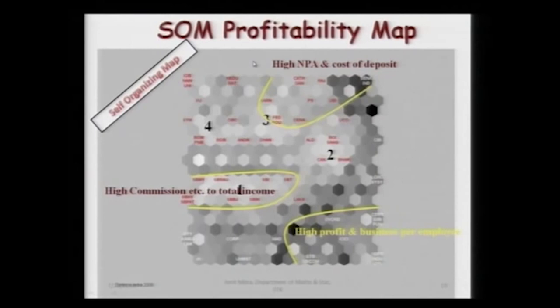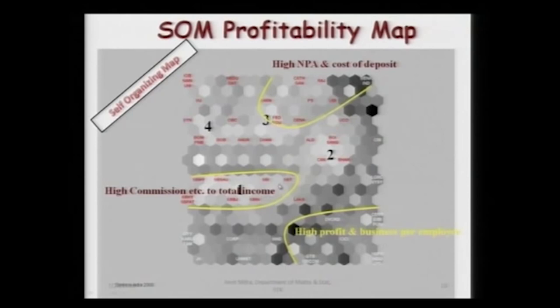So, the same multidimensional data is used to get to this self-organizing profitability map of the data, which is represented in terms of this beehive actually. These hexagonal blocks one after the other form this two-dimensional representation. Now, we have well-defined clusters. The banks in this region have high profit and high business per employee, and they are basically the new private sector league of banks.